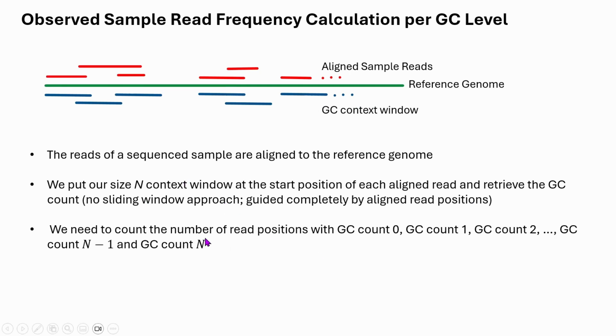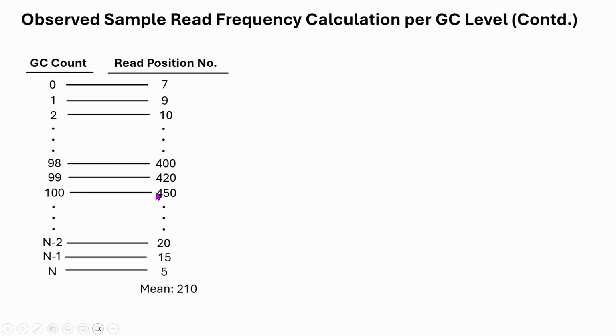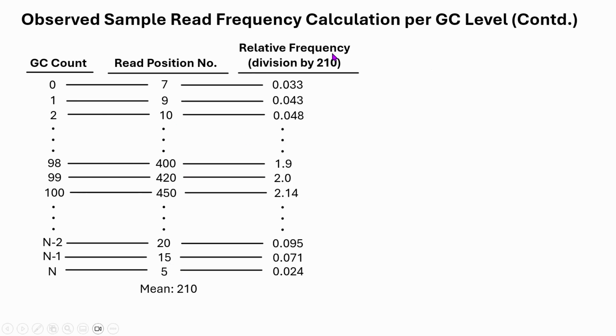Now, what we need to do is the same count. We need to count the number of read positions with GC count 0, 1, 2, and so on up to n-1 and n, same as before. And if we do that, we can easily populate this table. This looks exactly the same as the table that we calculated previously when we got our expected sample rate frequency. And we know what to do now. We have the mean 200, so we have to divide everything by 200 to get the relative frequency. So you can see the relative frequency right here.